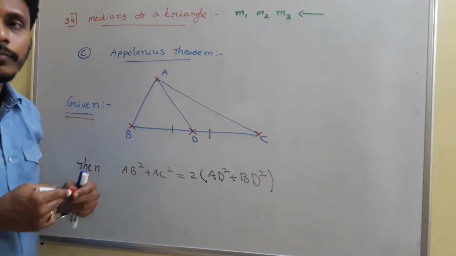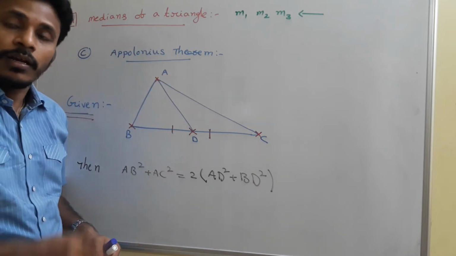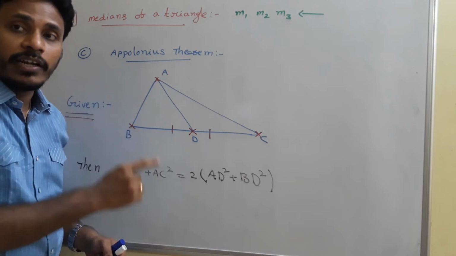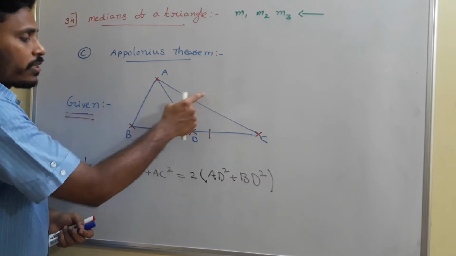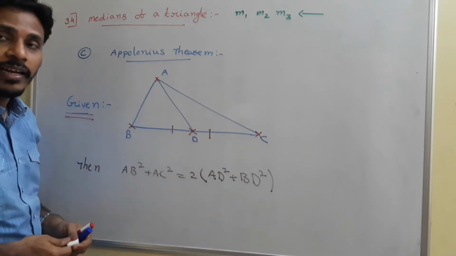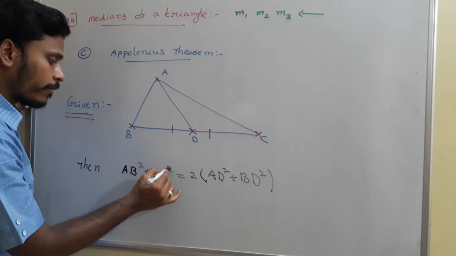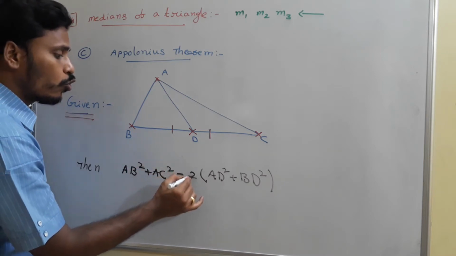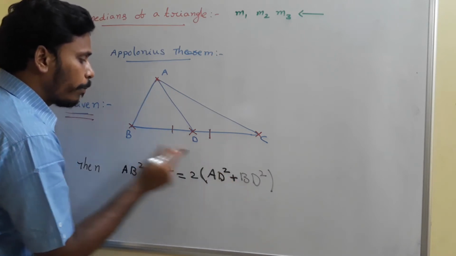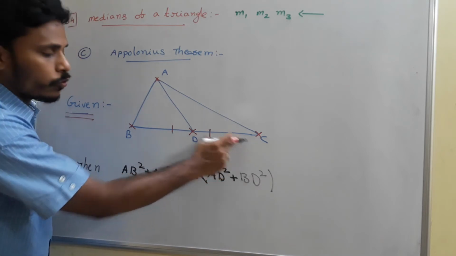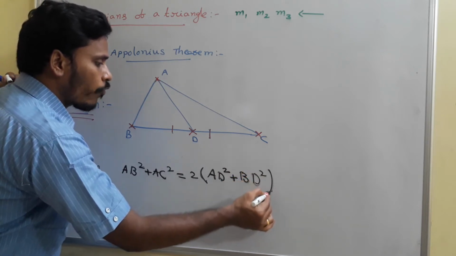So if you have a triangle and a median, then the role of Apollonius theorem enters. Apollonius theorem says that the sum of the squares of the other two sides, other than BC, AB and AC, so AB square plus AC square is equal to 2 times of this median length AD square plus BD square. BD and CD are both equal actually, so you may write BD or CD. This is the statement of Apollonius theorem.